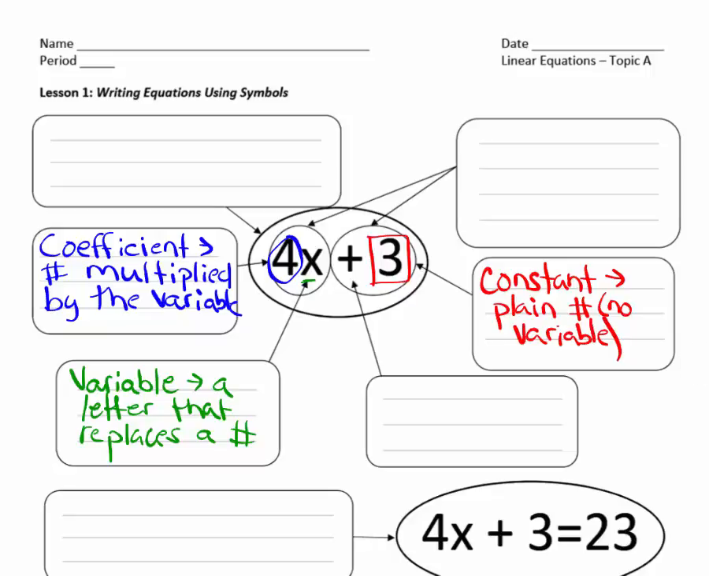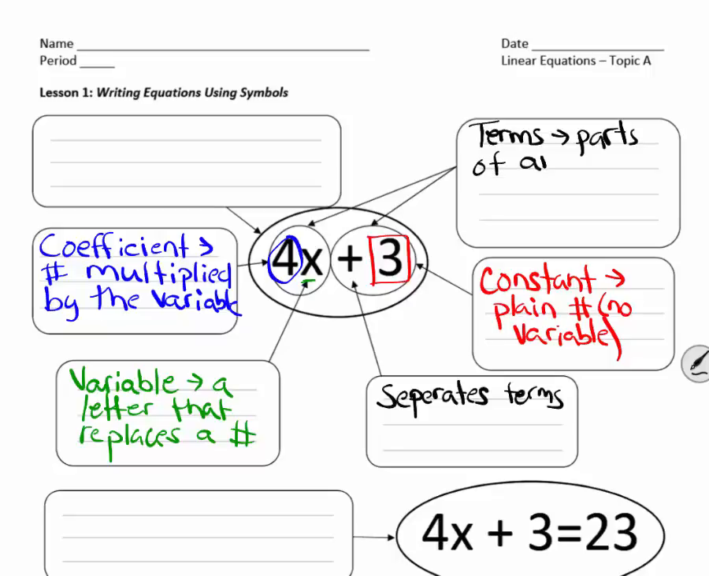Okay, I have this little plus sign. Sometimes it can be a minus, but this separates our terms. And we're going to talk about what terms are in a minute. Our terms, which are 4x and 3, those are our terms. And these are parts of an expression that are added or subtracted.